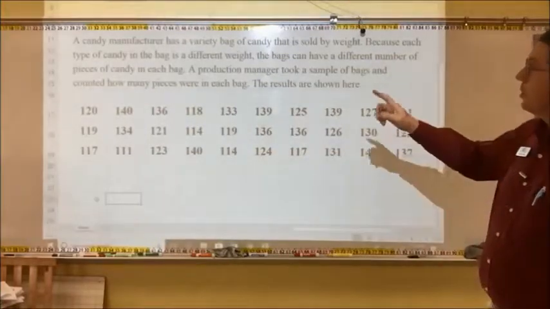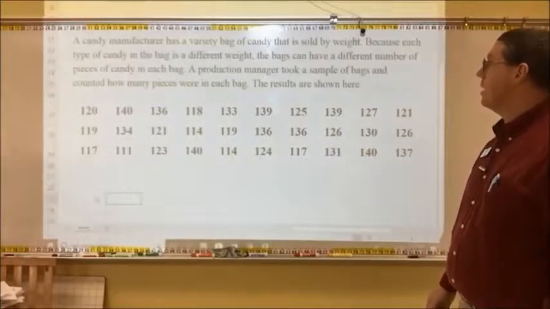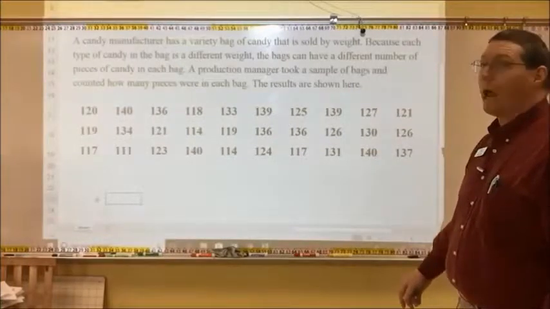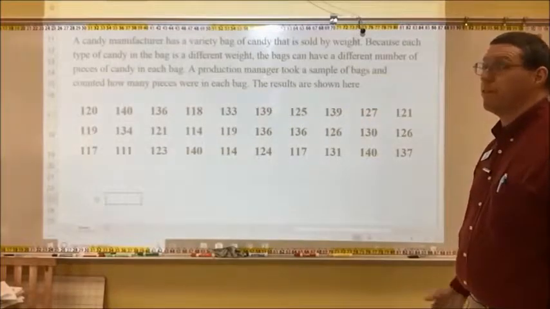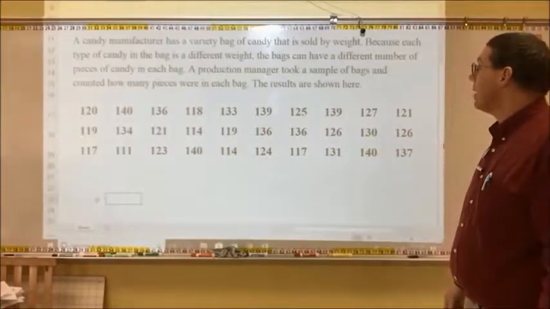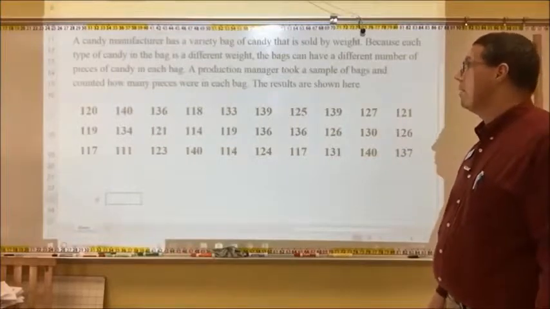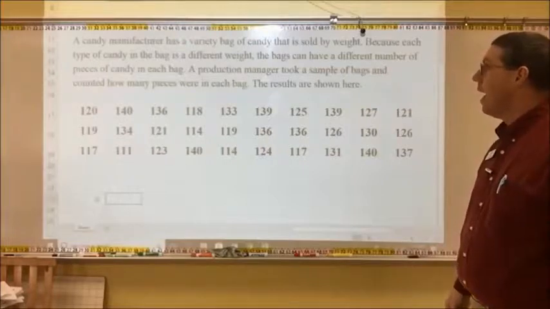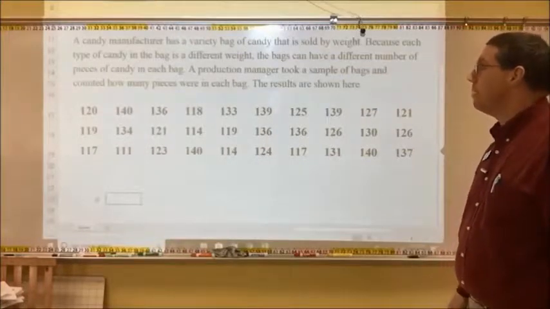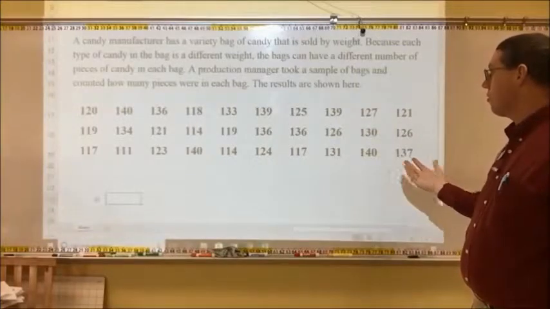So we got this situation that says a candy manufacturer has a variety bag of candy that is sold by weight. But because each type of candy in the bag is a different weight, the bags can have a different number of pieces of candy in each bag. A production manager took a sample of bags and counted how many pieces were in each bag. And these are the results.